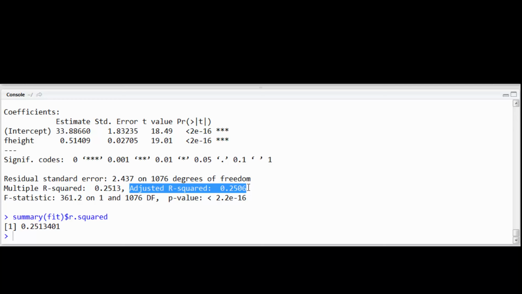So our r squared, remember, is the percentage of the total variation in our response that is explained by the linear model with our predictor. In this case, our r squared is the percentage of the variation in the son's heights that is explained by the variability in the father's height. So in this case, 25% of the variation in the son's height is explained by the linear relationship with the father's heights.